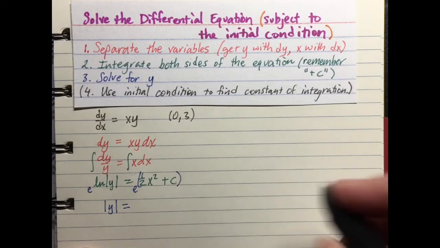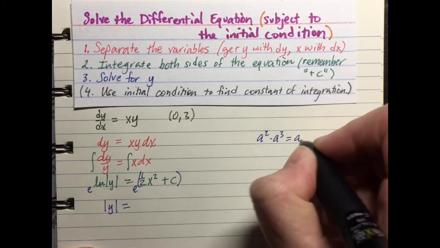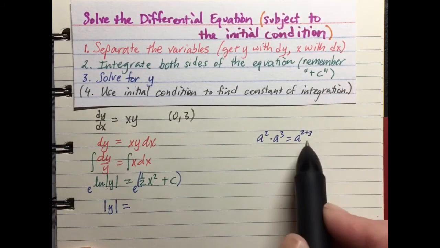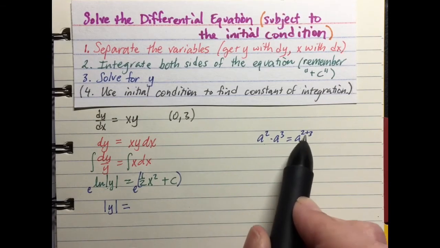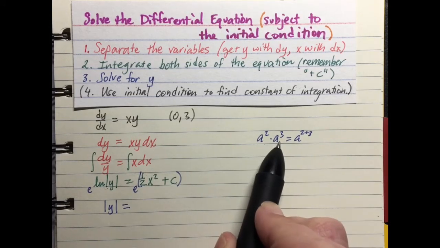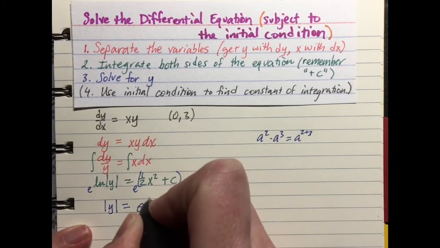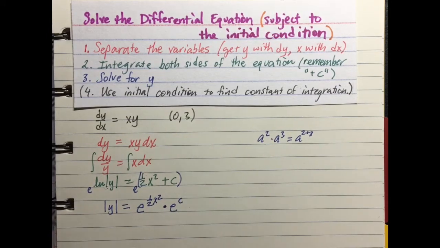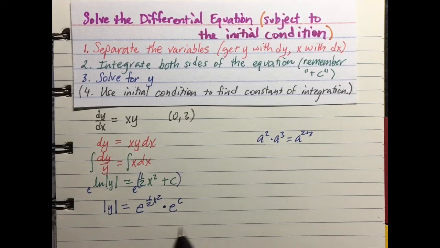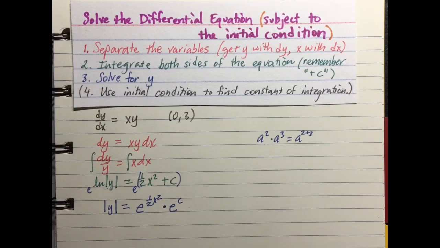Now, you've seen it before where if you have a squared times a cubed, you would do a to the 5th, or a to the 2 plus 3. I promise there's a reason I'm bringing this up. So if we look at this in reverse, a to the 2 plus 3 is the same as a squared times a cubed. Same logic here, and I have a reason to do this. So on the right, I have e to the 1/2 x squared times e to the c. And again, I have a reason to do this, I promise. Okay, remember, c is a number. So e to the c is a number. Okay, keep that in mind.